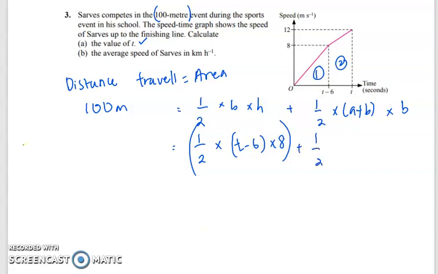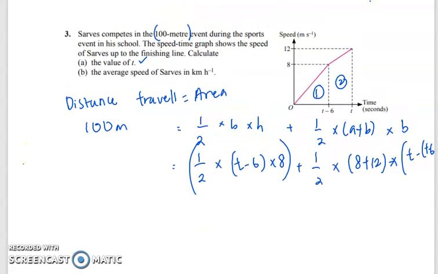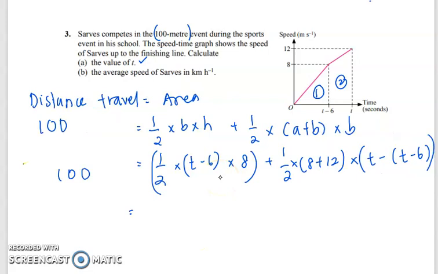And then the area of the trapezium is 1/2 times the sum of parallel sides. So we have 8 plus 12. Okay, and then the base is t minus 6. So t minus 6. Okay, so we can solve it. 1/2 times t minus 6 times 8. So 1/2 times 8, this can simplify to 4. So 4 times t, 4t. 4 times negative 6, negative 24.